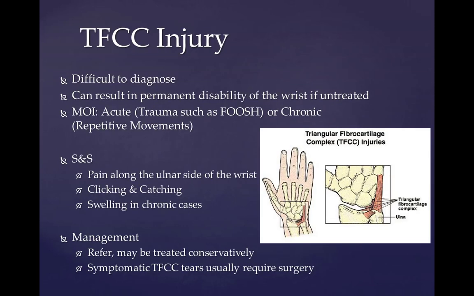The TFCC, or the triangular fibrocartilage complex, has a substantial risk for injury and degeneration because of its anatomical complexity and multiple functions. Application of an extension pronation force to an axial loaded wrist, such as in a fall on an outstretched hand, causes most of the traumatic injuries to the TFCC.